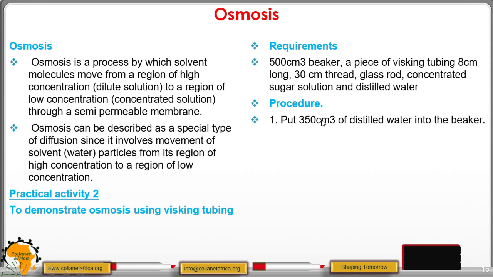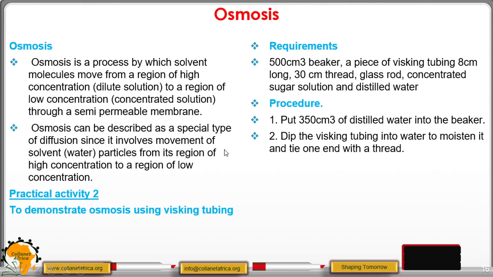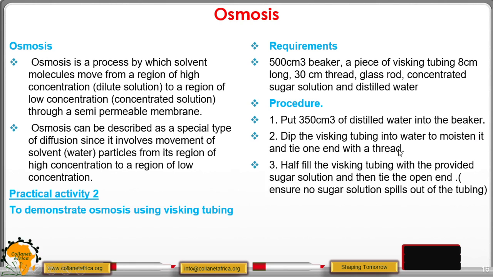We have to put 350 cubic centimeters of distilled water into the beaker, and then dip the whisking tubing into water to moisten it, and then we tie one end with a thread. Then with the open end, we pour the sugar solution halfway and tie it. During this procedure, we must ensure that there is no sugar solution spilling out of the tubing.